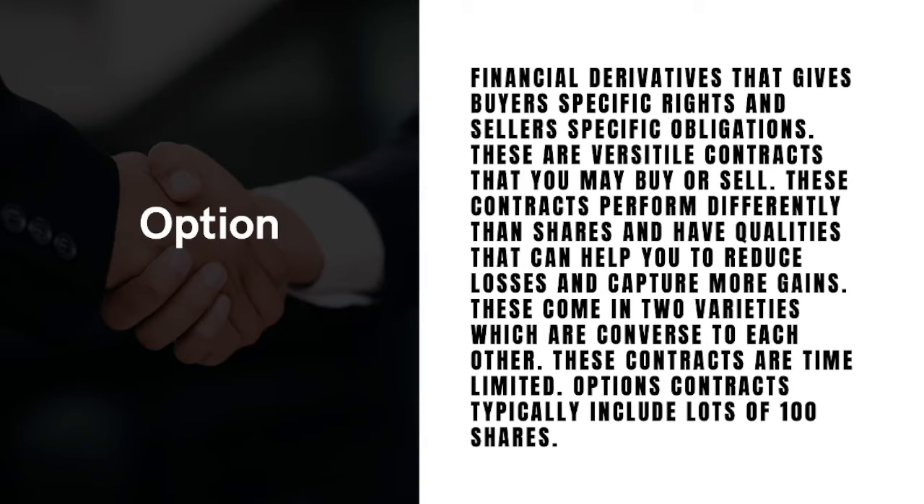Options are contracts that you can buy and sell at any time, and these give the buyer of the contract the ability to buy or sell lots of 100 shares at a specific price. Now, whether or not you're buying or selling depends on which kind of option you get. We'll get into the varieties in just a minute here.